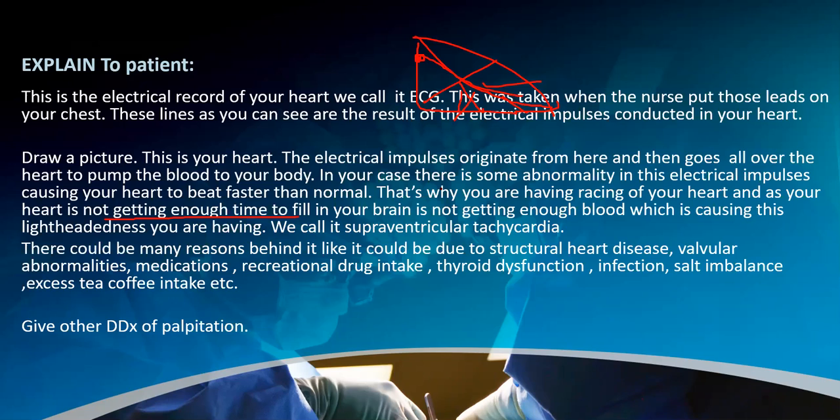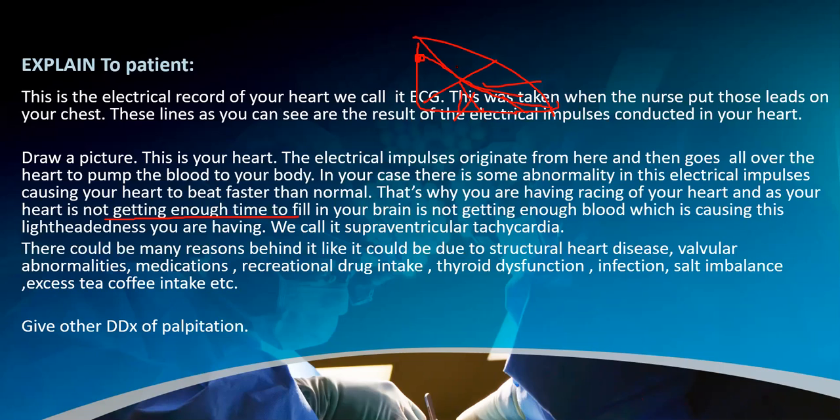Okay, so always when you explain these sort of things to the patient, it's the same for most of the palpitation clusters, mainly for any arrhythmia. You can use the same format. Always say what the patient is having, and then say, see that this is the electrical record of your heart that we call ECG, which was taken when the nurse put those leads on your chest. The lines, as you can see here, are the result of the electrical impulses that conduct in your heart. Let me draw a picture.